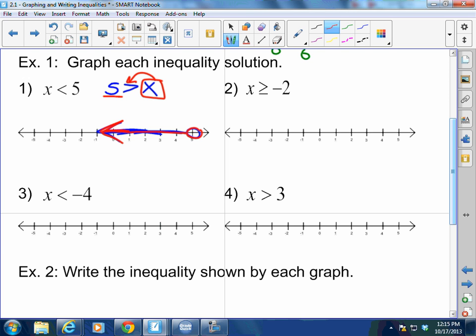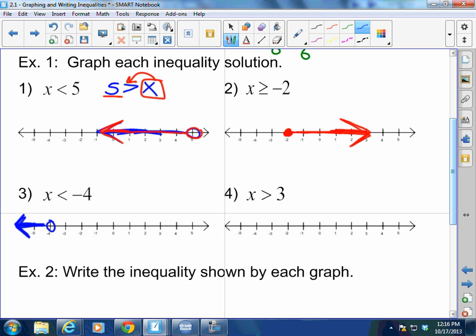How about this guy? Number 2. x is greater than or equal to negative 2. Okay, closed circle on what? Good job. And then x is greater than or equal to negative 2. I'm going to go to the right. Remember, I'm not going by the arrow. I'm going by reading from the variable. x is less than negative 4. Where's my negative 4? Open or closed? Less than. Am I going to go to the left or to the right? x is less than negative 4. Very good.